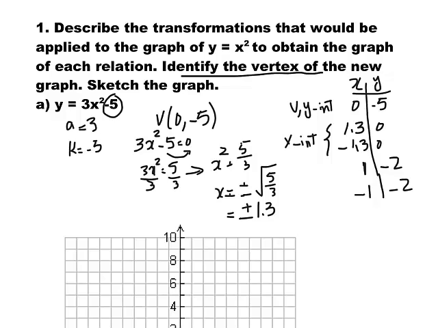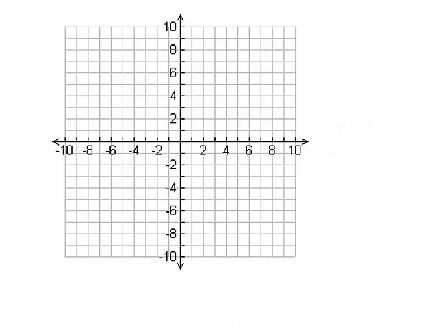Now I can go ahead and plot the points on the graph. So the vertex is (0, negative 5), which means the vertex is going to be this point here, negative 5. The next point is (1.3, 0).